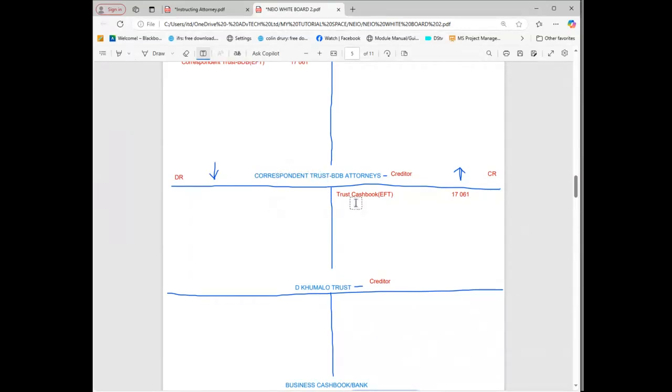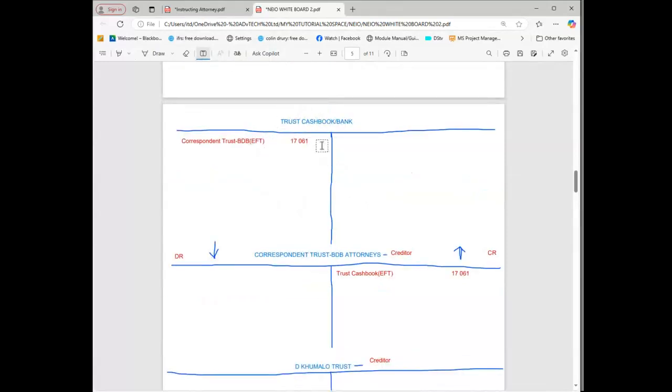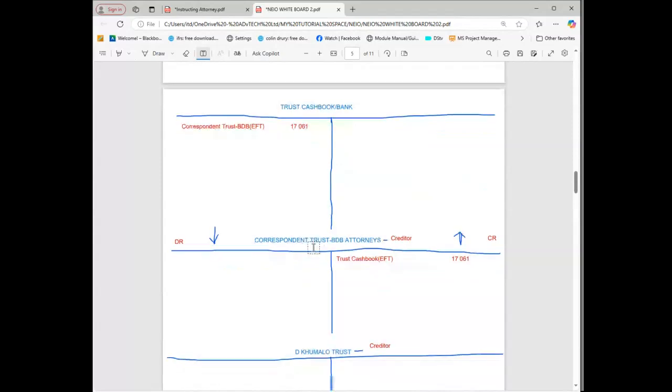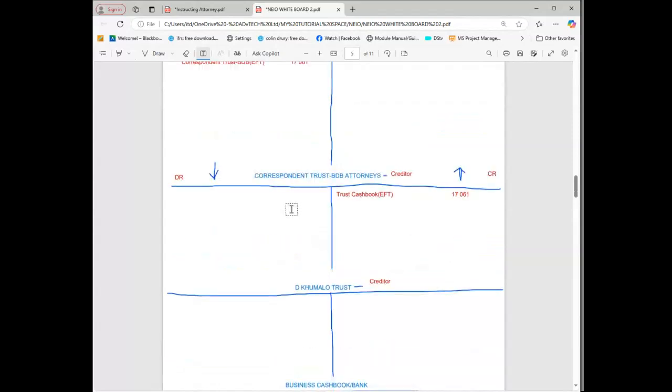This money is sitting in the correspondent trust, and again it is sitting in the trust bank. Remember, they go together, these ones. So now I want to take that money, even though it's not real cash yet. I'm just showing movement between the accounts. I'm taking the money from the correspondent trust to Kumalo now.